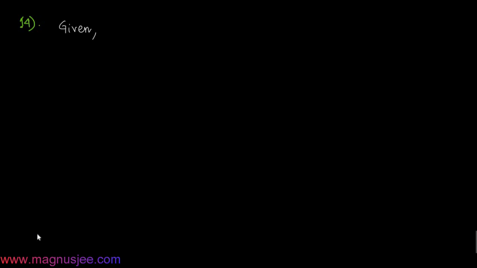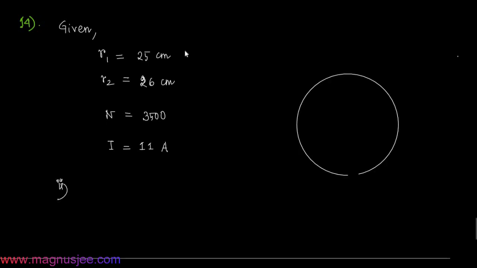According to numerical number 14, the inner radius of the toroid is 25 centimeter, R1 equal 25 centimeter, external radius is 26 centimeter, number of turns N equal to 3500, current is 11 ampere, that is I equal 11 ampere, and we have to find the magnetic flux density or magnetic field induction at a point on the axis or inside the toroid. So you have to draw the diagram of a toroid.